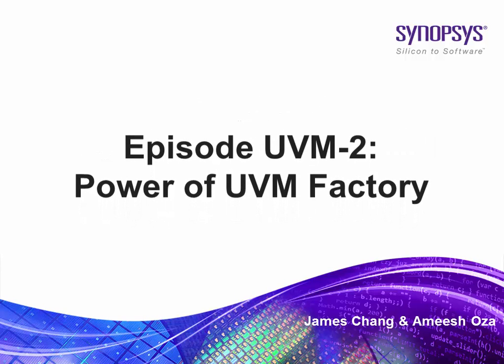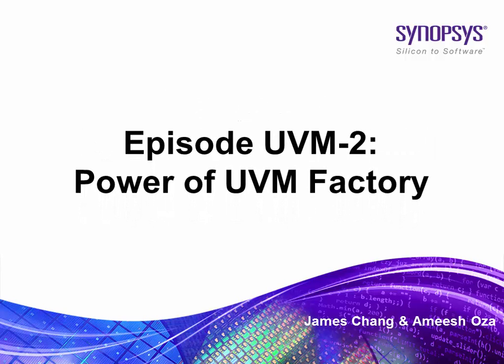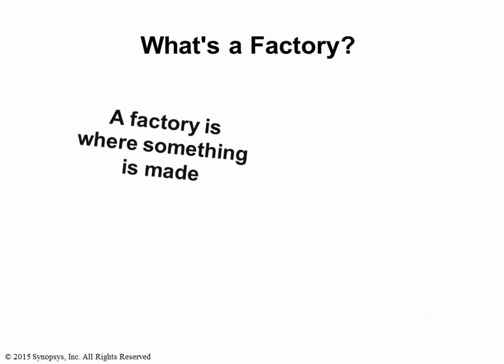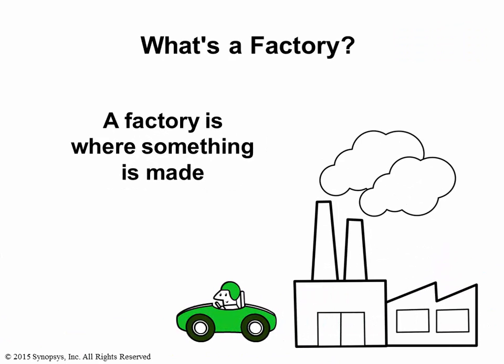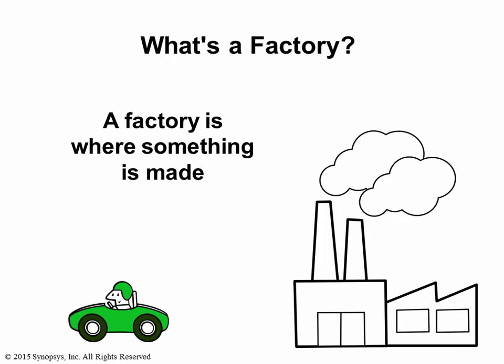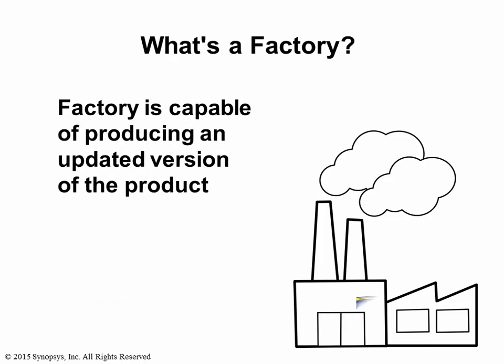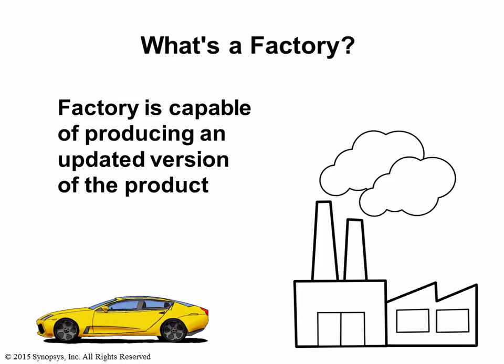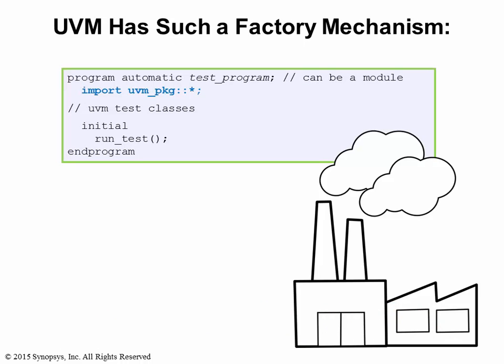In this video, I'll be showing you the power of the UVM factory. When someone uses the term factory, what do they mean? Typically, we think of a factory as a place where something is made. A factory is also capable of producing an updated version of the product. UVM has such a mechanism. It is a class called UVM Factory.